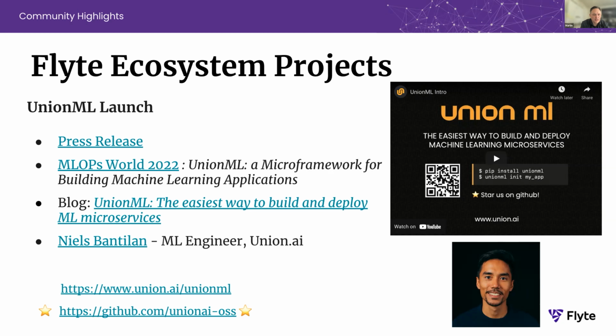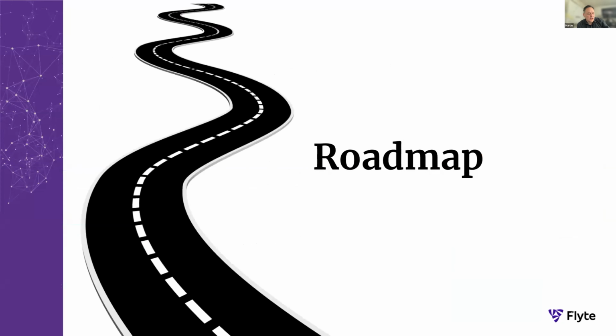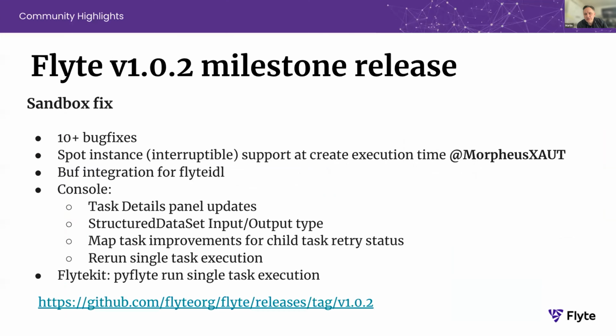Okay, cool. So that's the Flyte ecosystem project of this sync, UnionML. So let's look at the roadmap, and we have Union's Katrina walk us through the 2 slides on the Flyte roadmap. Sure. So 1.0.2 is out.